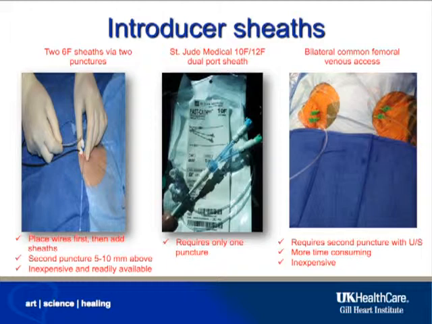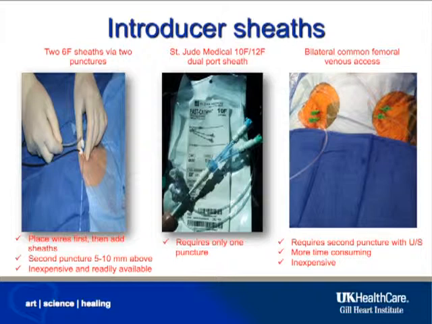Many procedures require additional access sites, and a second puncture is often required. In our institution, we tend to place our first puncture site a little more inferiorly, leaving the wire in position. Then, using ultrasonic guidance, make a second puncture, usually about 5 to 10 millimeters above the first, and place the second wire into that position. We then insert our sheaths and begin the procedure.